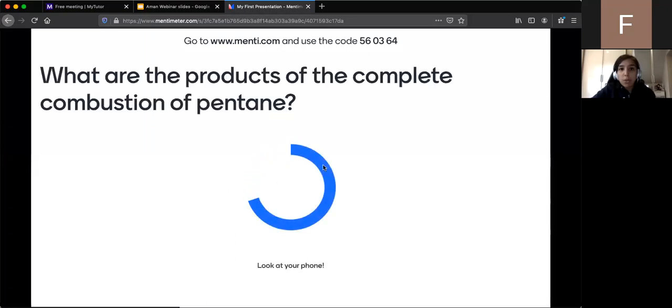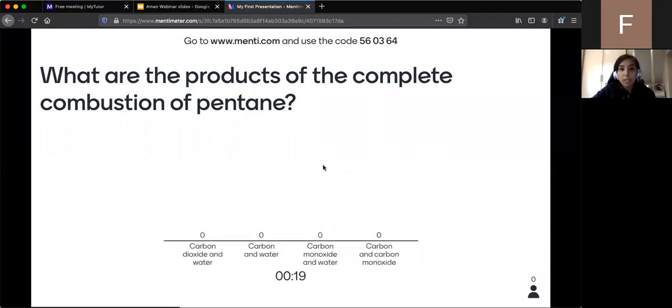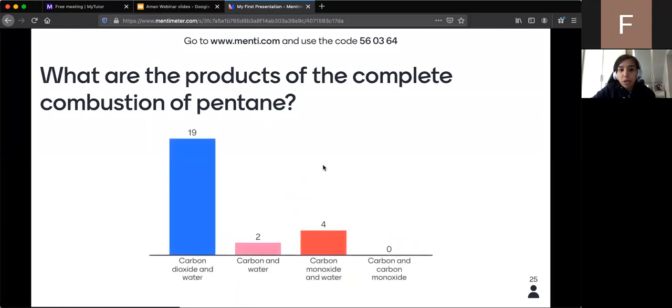There we go. What are the products of the complete combustion of pentane? You can see, is it carbon dioxide and water, carbon monoxide and water, or carbon and carbon monoxide? Great. So the answer is carbon dioxide and water.